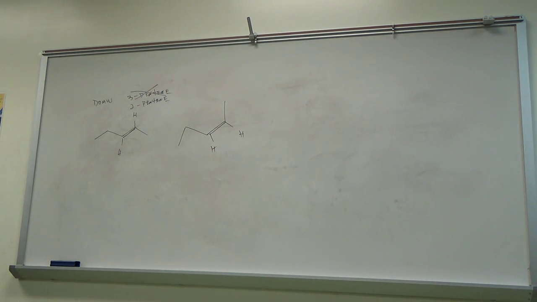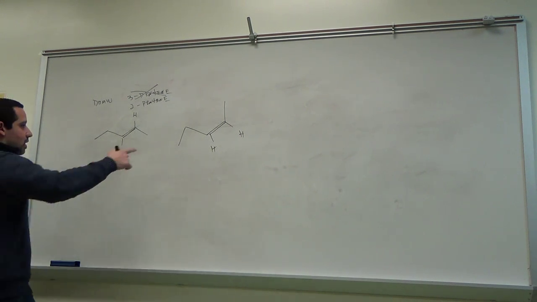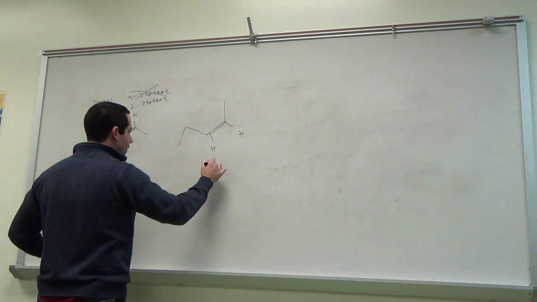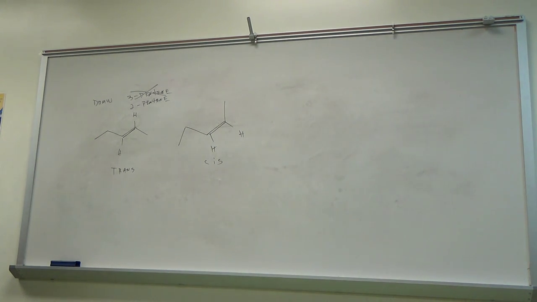But can you see with your eyes, unless you can't see? You couldn't see for 3 weeks. Can you see now? Yes. So this is different from this. This is called trans, and this is called cis. And as you learned in cyclohexane chair conformation, cis means same side, and trans means opposite side.